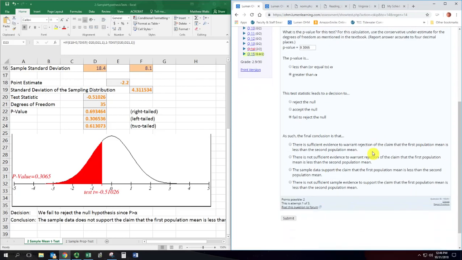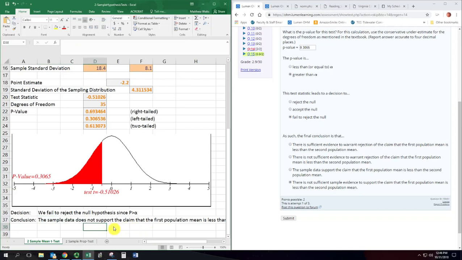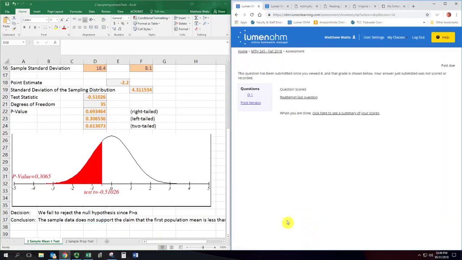That is good enough. So there is not sufficient sample evidence to support the claim. Remember, the claim is the alternative. By failing to reject the null, we failed to support the claim, and that's what it says here. Failing to support the claim that the first population mean is less than the second population mean. So either they're really close to being the same, or the first population is more than the second population. We just put that in here. We failed to reject the null since the p-value is greater than alpha. That's right. The sample data does not support the claim that the first population is less than the second. So we have our decision and our conclusion in there in our graph, and we are all set.